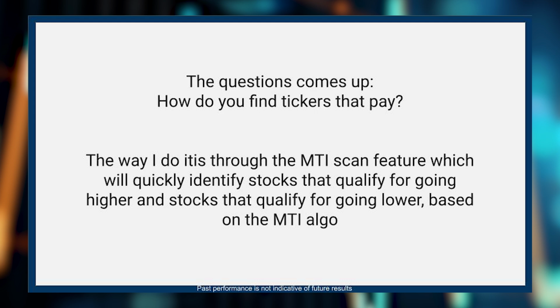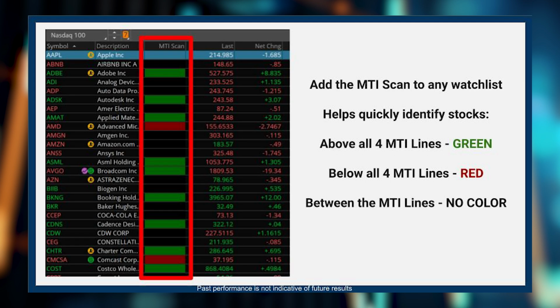So if the market's going lower, you want to look at the low side of this. If the market's going higher, you want to go to the long algo. Very simply organized from a strategic basis and allow you to tactically enter these trades in a timely manner. Now, the MTI scan, you can add any watch list there. It helps you quickly identify.